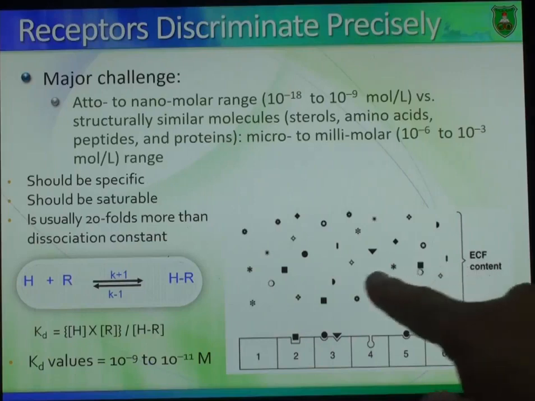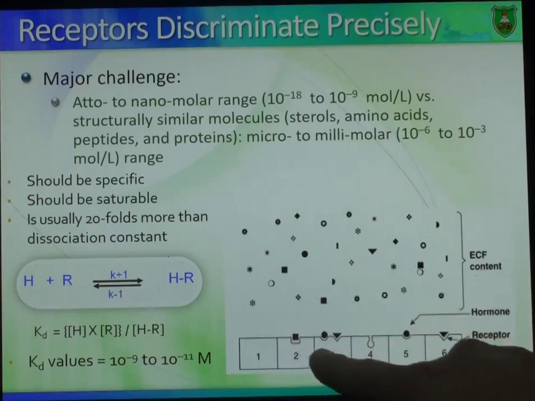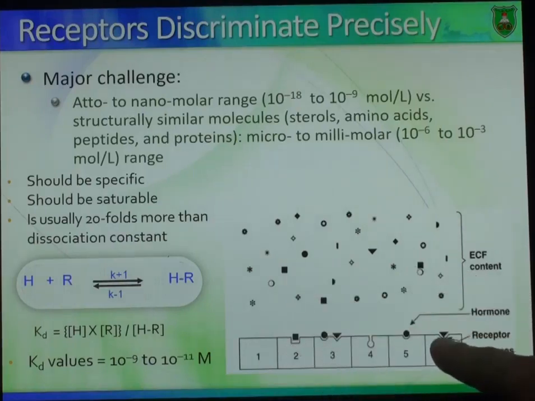Now, the binding of the hormone to the receptor on the cell surface, for example, is very specific. So there's little inaccuracy or imprecision in binding.